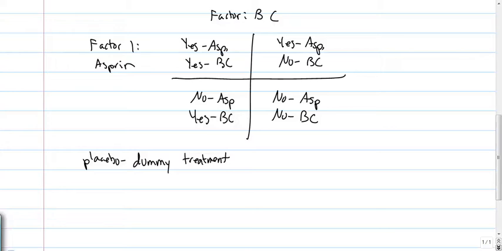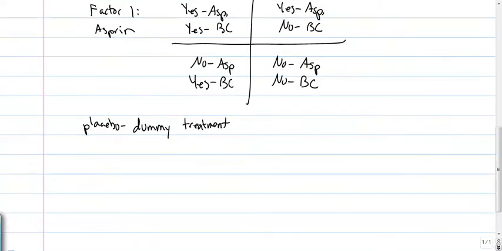The reason for this is that there is documented evidence of what's called the placebo effect in psychology, this idea that people who think they might be receiving a treatment that's actually helping them, it might actually help them whether or not it's supposed to. So to avoid this placebo effect, we give them this dummy treatment. Now, a couple more vocabulary terms.